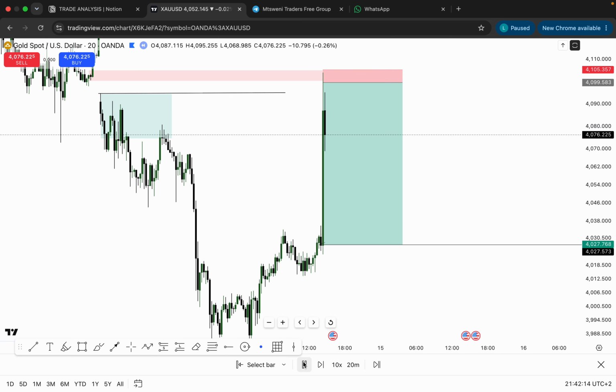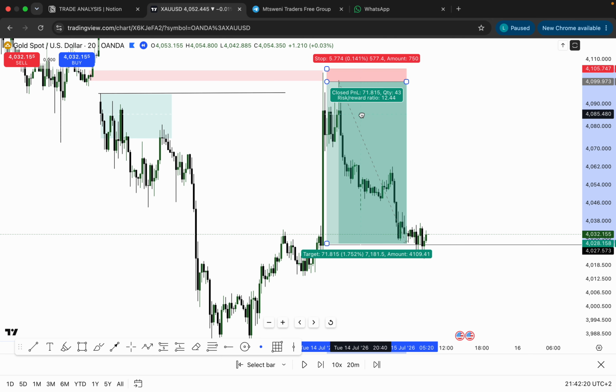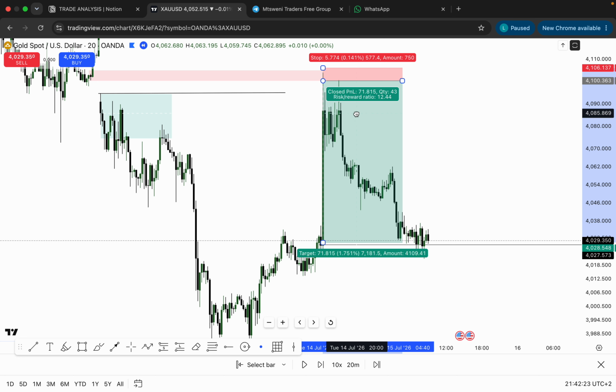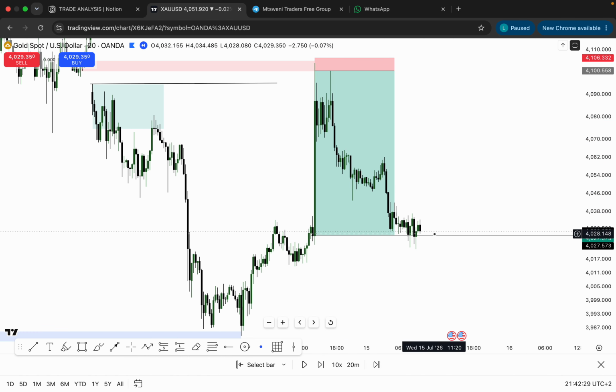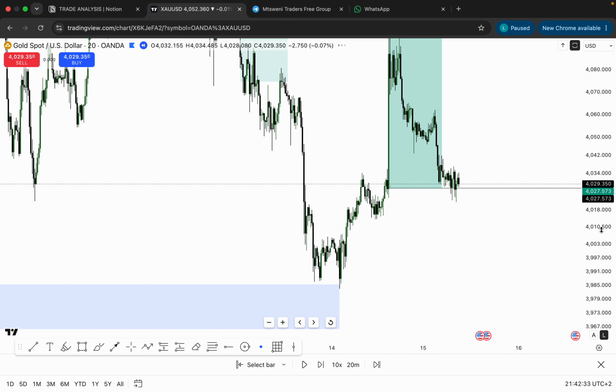So yeah guys, and then after that price just went down, right? And just like that, our take profit was hit. So yeah guys, this is how we caught a 12-hour trade on gold. Quite simple, yeah, clean, right?